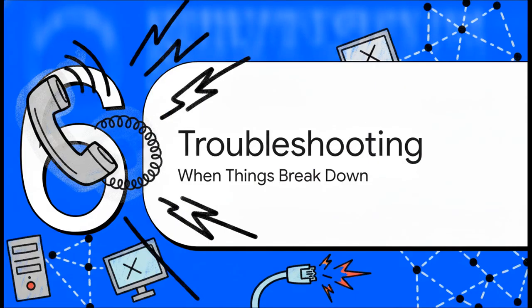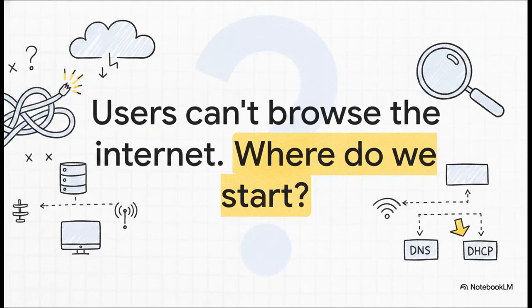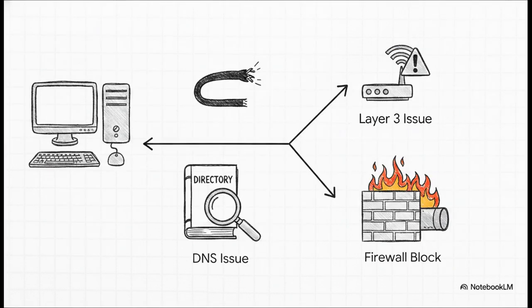Section 6. Troubleshooting network failures. When things break down. Let's see how all this applies in the real world when the help desk phone actually starts ringing. You receive a ticket. Users can't browse the internet. This is the classic, vague scenario every engineer faces. So how do we logically isolate the root cause instead of just guessing? Instead of panicking, we follow a systematic flow.